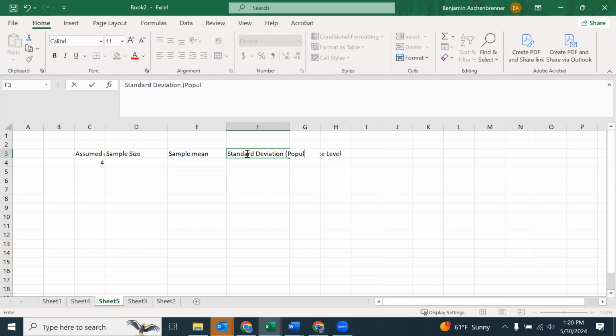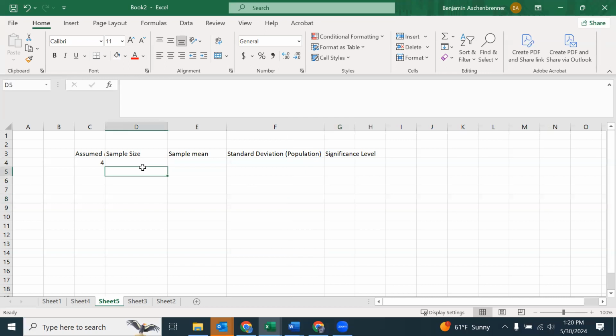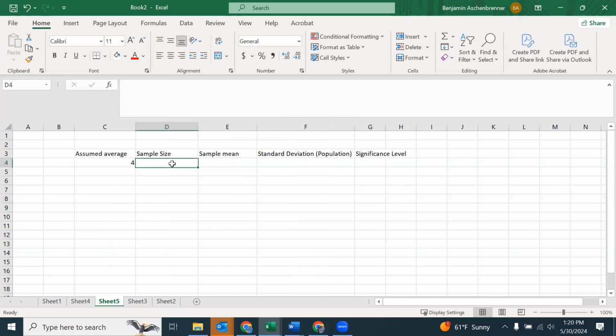this is for the population. And again, this is where it's kind of fakey, because how would I know the actual standard deviation for the entire population? So the first time I did this, the assumed average was 4. The sample size was 135. The sample mean was 2.3, and the standard deviation was 2 with a significance level of 1%. We did the math here.